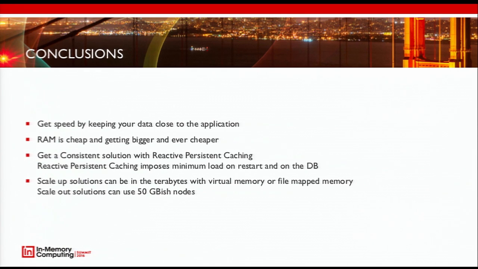OK, so conclusions here. Get speed by keeping your data close to the application. RAM is cheaper and getting even cheaper. You can have a consistent solution with reactive persistent caching, and it's also a minimum load on the database. You can scale up your solution vertically, by using memory mapping and maybe virtual memories that we heard about in the talks before here. And you can scale out your solution using kind of 50 gigabyte nodes.